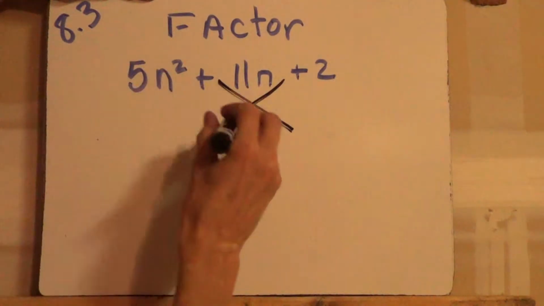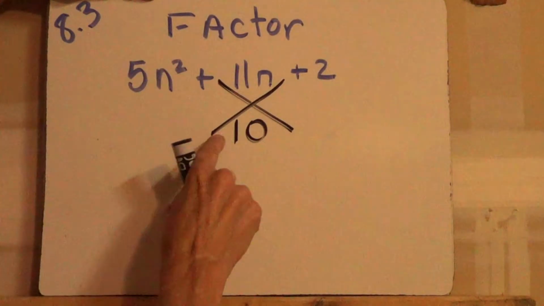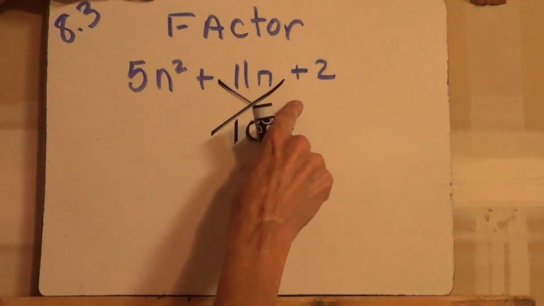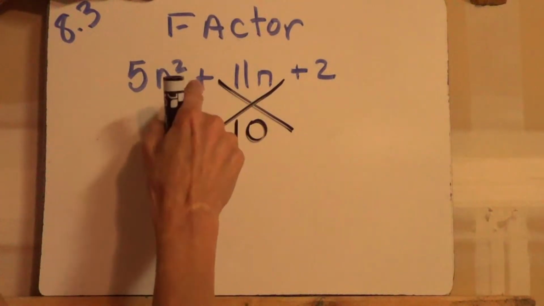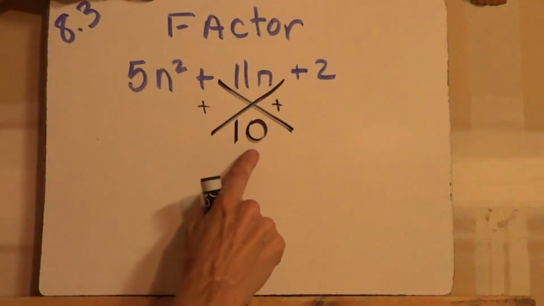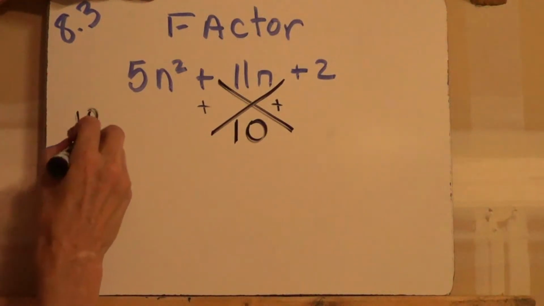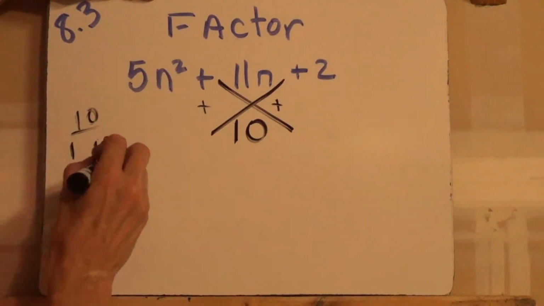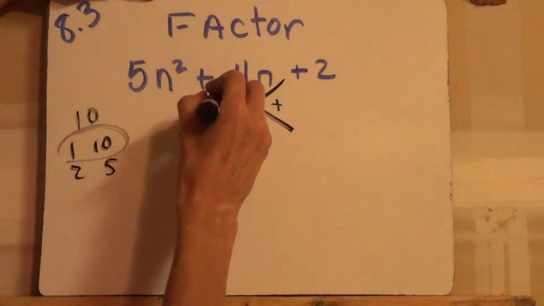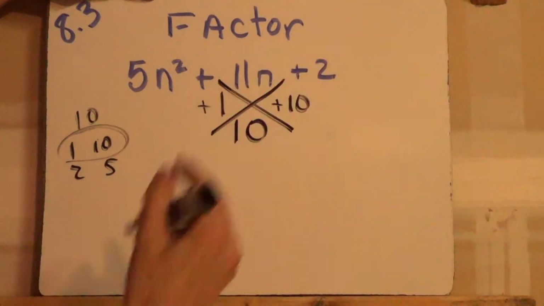2 times 5 is 10. Ignore that n squared. Now this is a positive 10, so we know both sides are the same. Since that's positive, they're both positive. What two factors of 10 would add to be 11? So we go, we've got 1 and 10, 2 and 5, oh, it's 1 and 10. So it doesn't matter which side is which, we just put in 1 and 10. It could be 10 and 1, however.